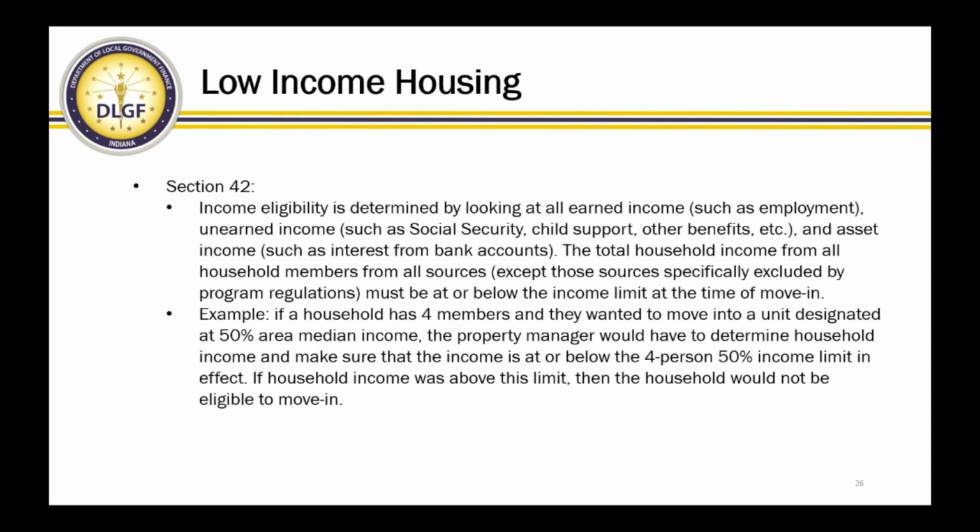So obviously it's going to be a case-by-case situation. Do you have a mother and a father and 2 children? Do you have 3 separate individuals living together? Who comprises the household, and what is the total household income at the time they move into the property? So for example, if a household has 4 members and they want to move into a unit designated at 50% of the area median income, the property manager would have to determine the household income and make sure that it is at or below that 50% income limit.